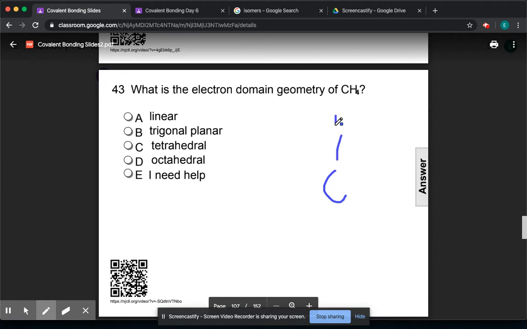C, CH. Okay, you can draw all four of them.